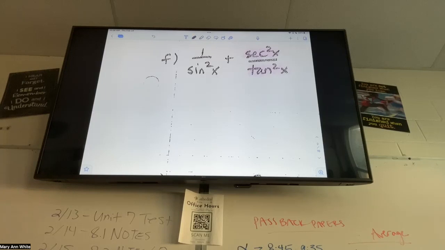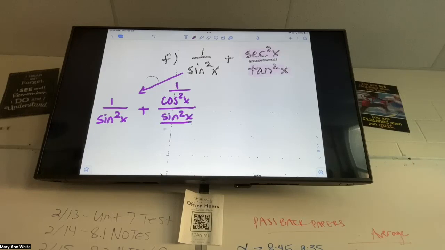Any thoughts on how we start? Change the secant and change cosine and sine. Good. Let's get our secant and tan in terms of sine and cosine, okay? So I'm just gonna carry that 1 over sine squared down by itself because it's already in terms of sine. Secant is what in terms of sine and cosine? 1 over cosine. Don't forget your square because it is a secant squared, so just carry those squares on through. What about tangent squared? Sine squared over cosine squared.